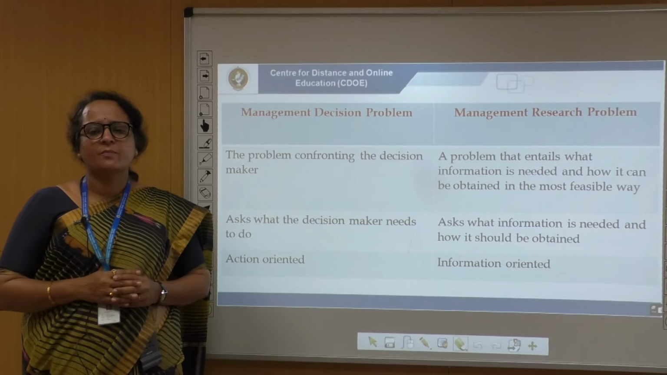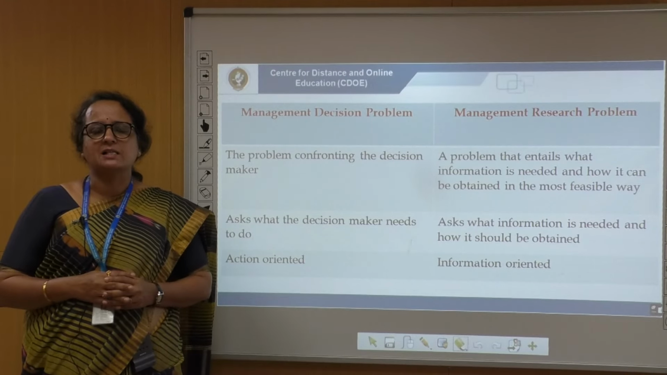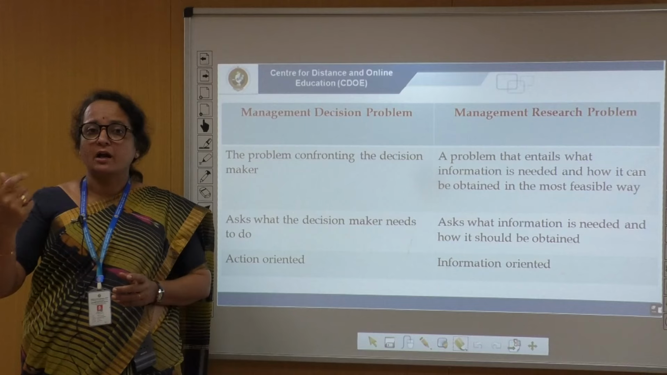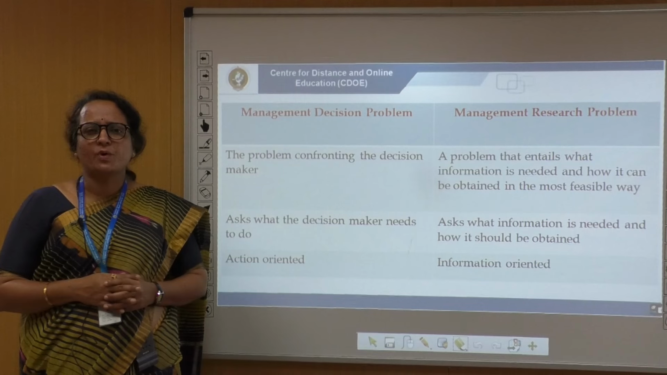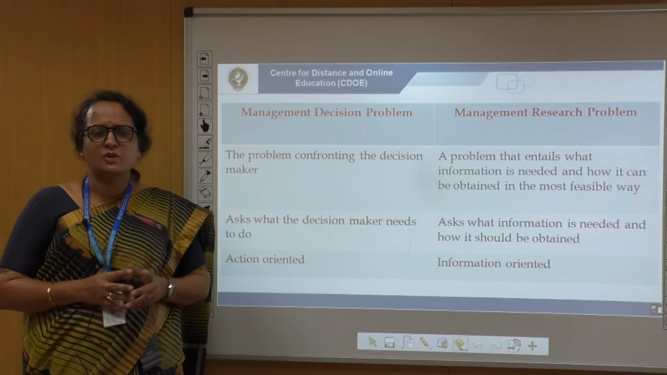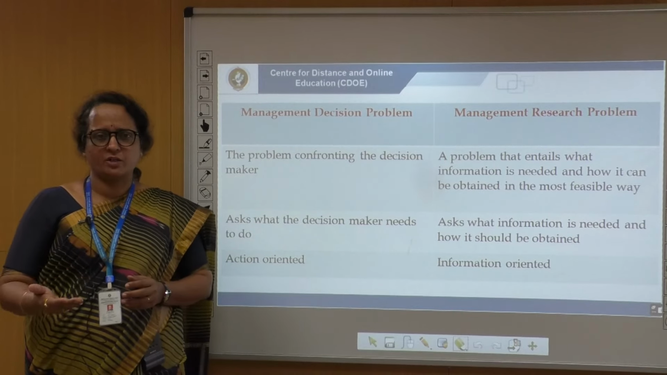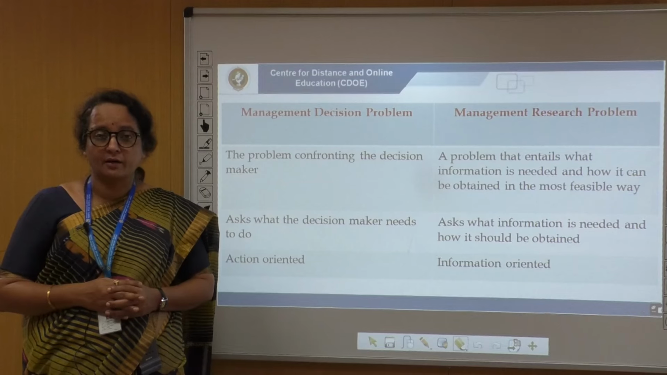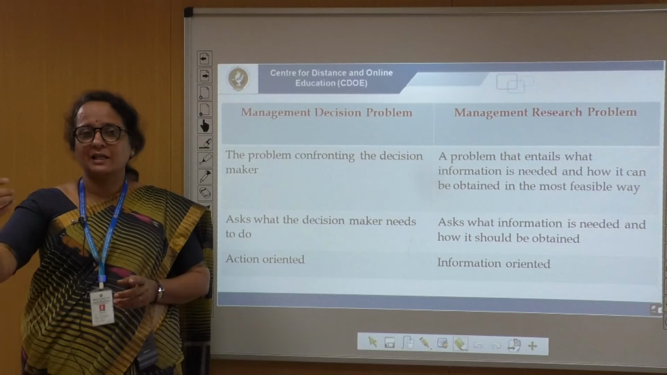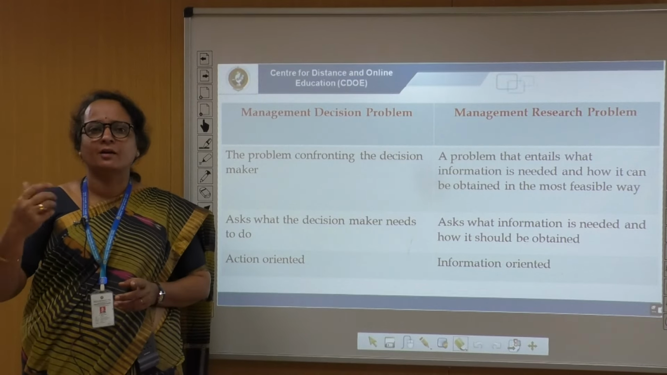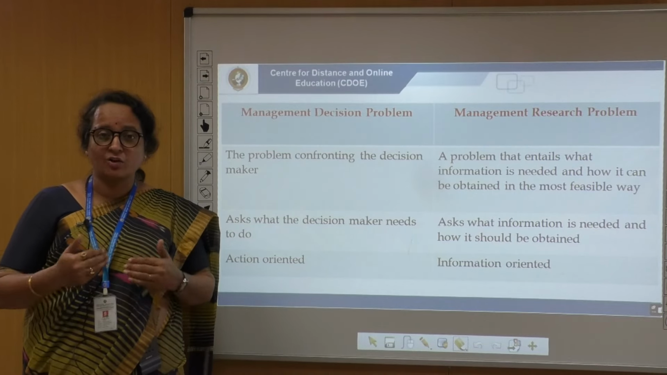A decision problem asks what the decision maker needs to do, whereas a research problem asks what information is needed and how to obtain that information. When we talk about the focus, a decision problem is action oriented. When we solve the decision problem, then the decision maker is in a position to take some action, hence it is called action oriented. Whereas when the research problem is solved, the researcher aims at collecting information, gathering information, drawing conclusions. So the end result is the gathering of information.